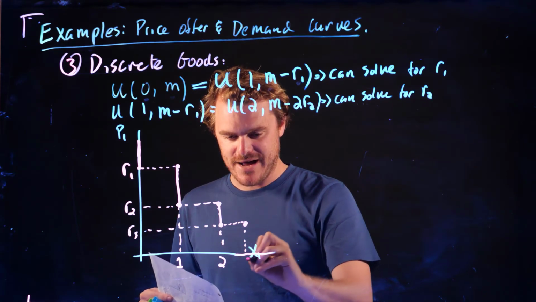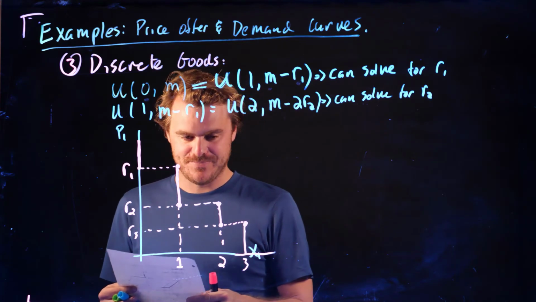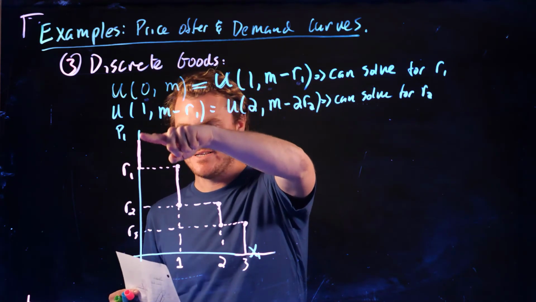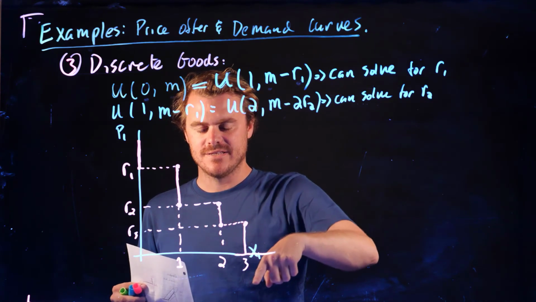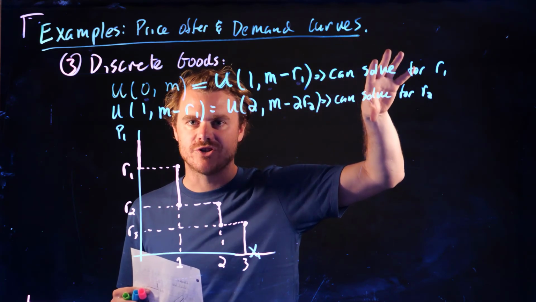My scale is pretty bad here, sorry. And let's say that's the last one. All right, so this is what the demand curve looks like. It's a series of lines for a discrete good, and it's characterized by these reservation prices.